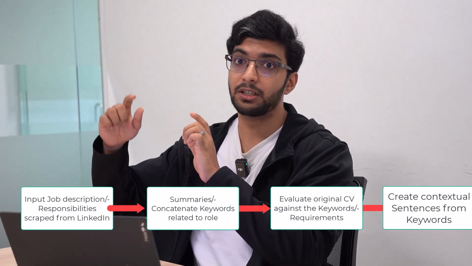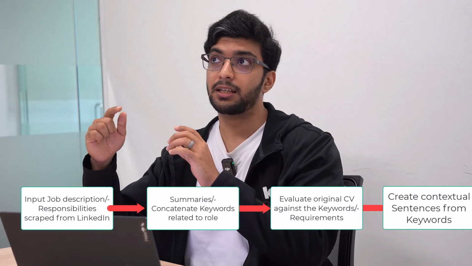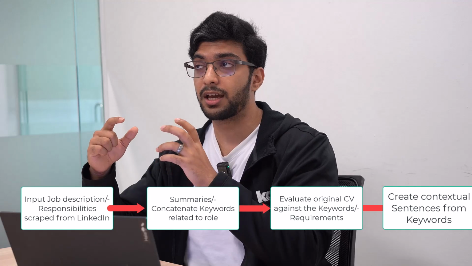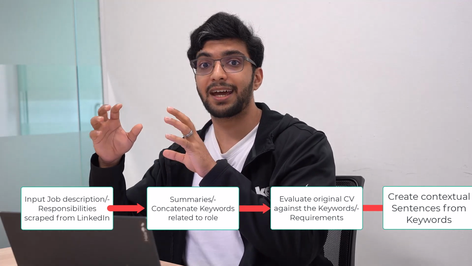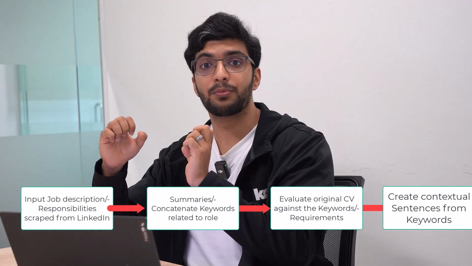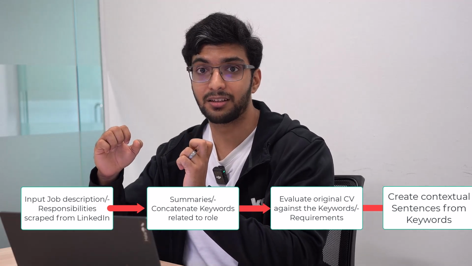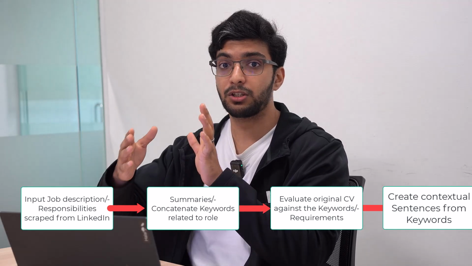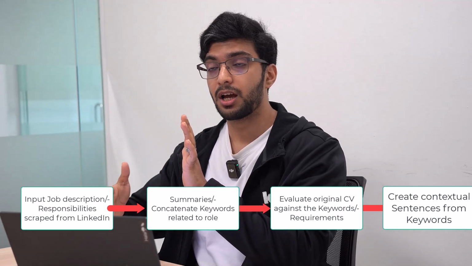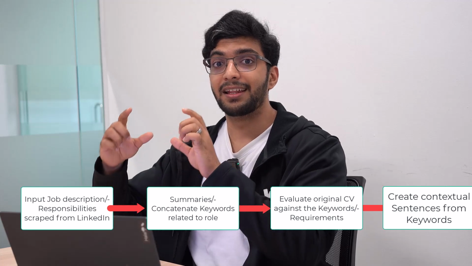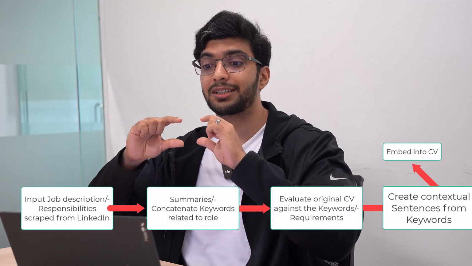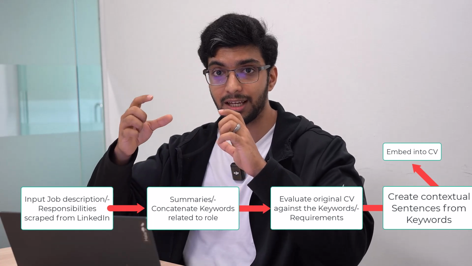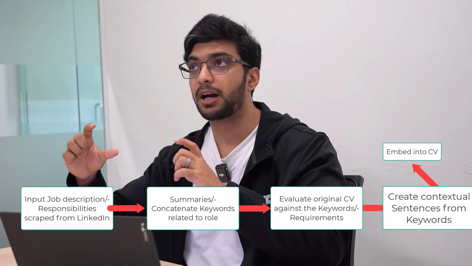The reason why we need to make sentences from those keywords is that LLM models and the systems these days are quite nuanced. If you just throw in a bunch of tags and keywords, it used to work before, but doesn't work really well nowadays. You need to make sure that there is some context to those sentences. So we need to make a bunch of sentences from those keywords, and then we have to embed them into your CV in a way that the human eye can't read it. So the LLM models can read it, but the human eye can't read it.